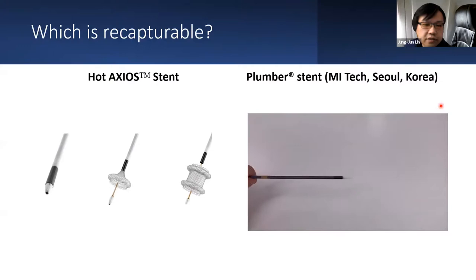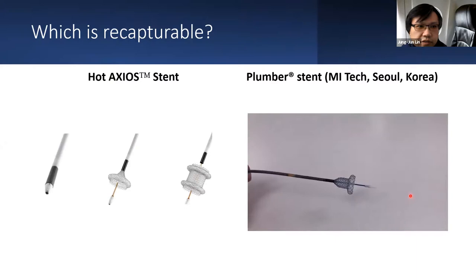Another, as I mentioned before, Axios is not recapturable, but plumber stent is recapturable. So it's a unique advantage during the deployment.